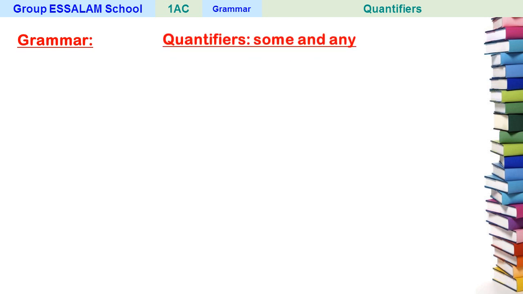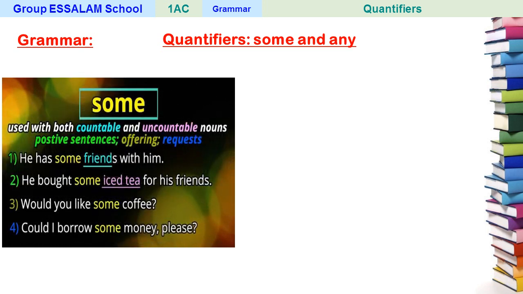So here is the summary about our lesson of today. So we have already discussed that some is used with both countable and uncountable nouns with positive sentences. This is first. And also with offering, like would you like, okay? And also with request, like can I, could I, okay? Can, the past simple of can is could, okay? And look at this example. He has some friends with him. This is a positive sentence. And you have friends. It is a countable noun.